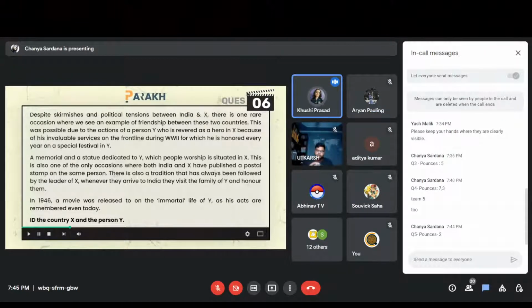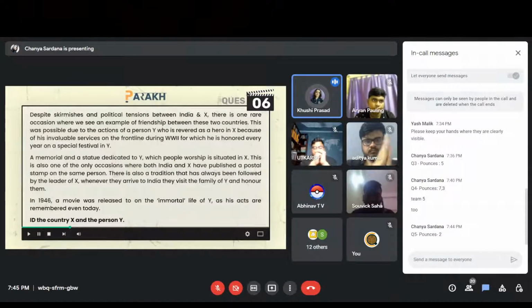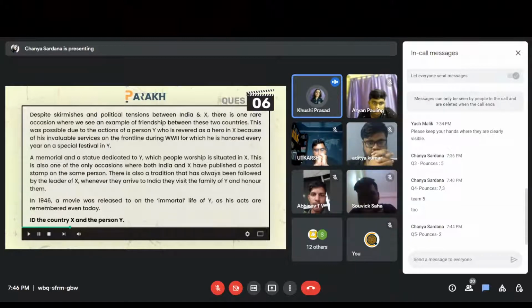This is also one of the only occasions where both India and X have published a postal stamp on the same person. There is also a tradition that has always been followed by the leaders of X whenever they arrive in India, that they visit the family of Y and honor them. In 1946, a movie was released on the immortal life of Y, as his acts are remembered even today. Identify the country X and the person Y. Direct for team 2 and the pounce windows are now open. Team 6 has pounced.